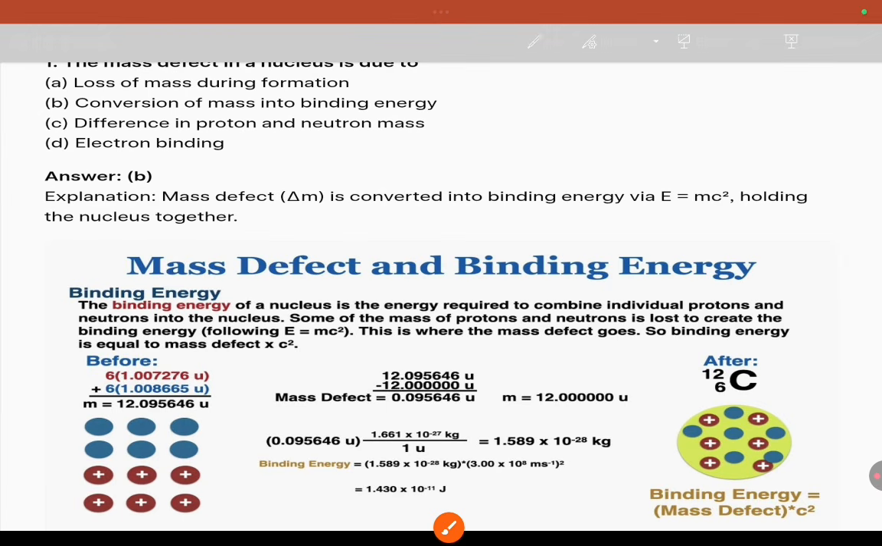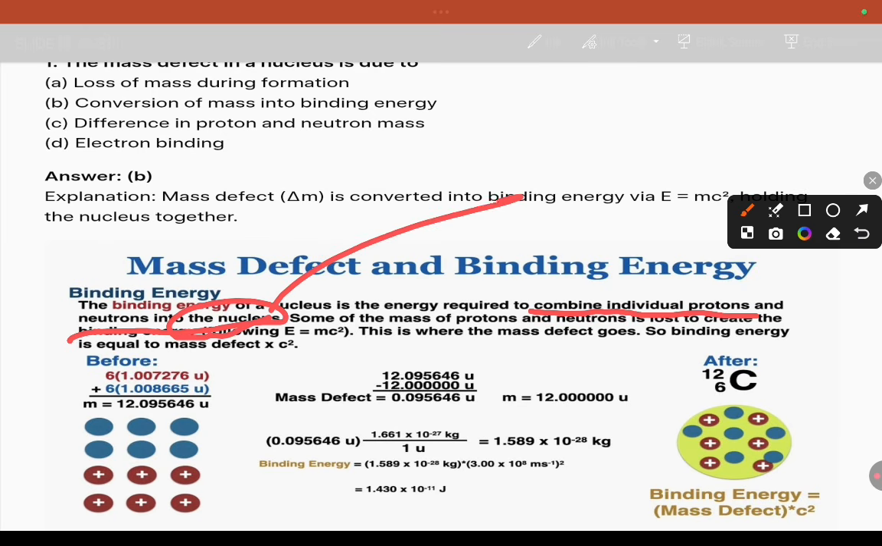So here, what is binding energy? The binding energy of a nucleus is the energy required to combine individual protons and neutrons into a nucleus. To bind protons and neutrons, we need energy, and that energy is called binding energy. Like book binding, where papers are bound together, similarly protons and neutrons are bound together, and that energy is called binding energy. So binding energy is equal to mc square.